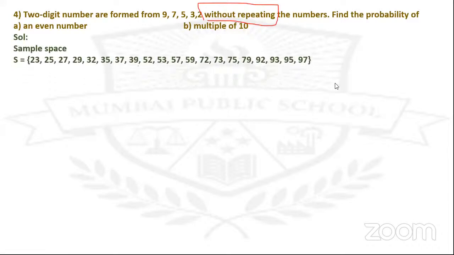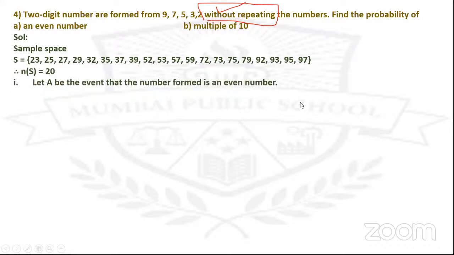So sample space. Check. 23, 25, 27, 29. Check. I'm not repeating 22, 33. Understand? Check. Because here they have mentioned very clearly that it is without repeating. The students make mistakes in this only. Then 32, 35, 37, 39, 52, 53. So all this will go till 97. So n of S equals 20.